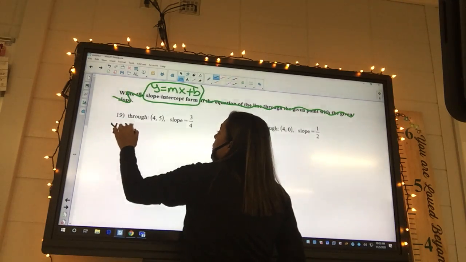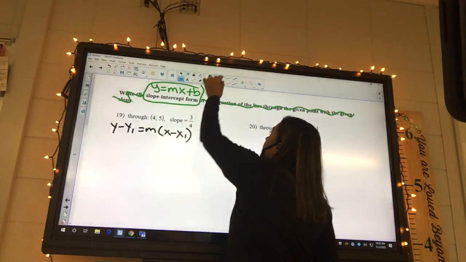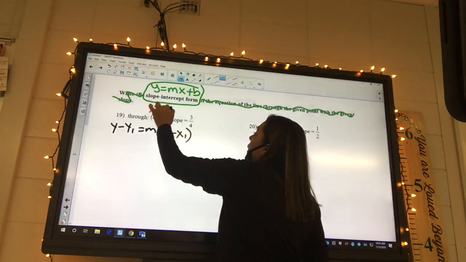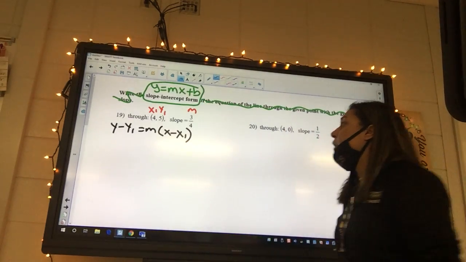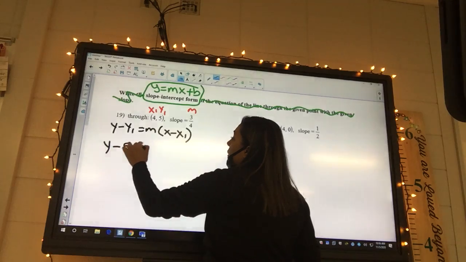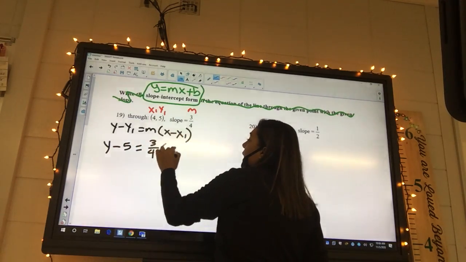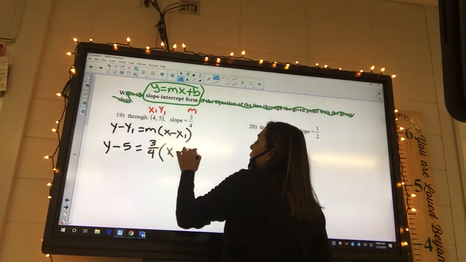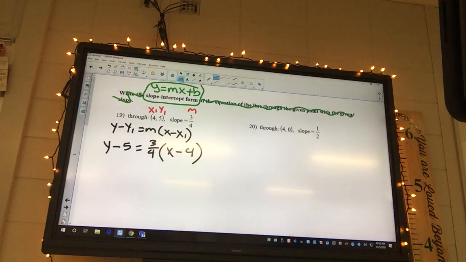So I got y minus y1 equals m times x minus x1. And I'm going to label these x1, y1, and my slope is m. Okay, and so now I can plug my stuff in. So I got y minus y1 is 5 equals my slope is 3 over 4, x minus, and my x1 is 4. Is there anything for us to change? No? Okay, are we finished? No. Why do you think you're not?